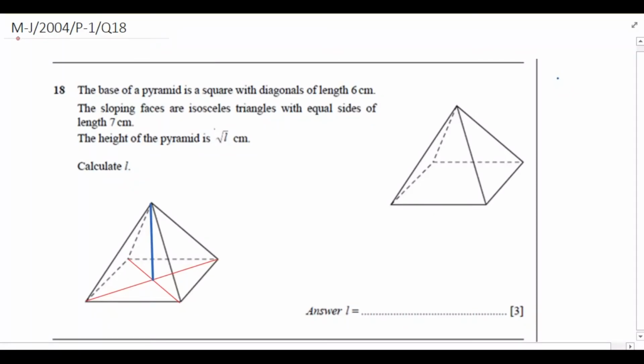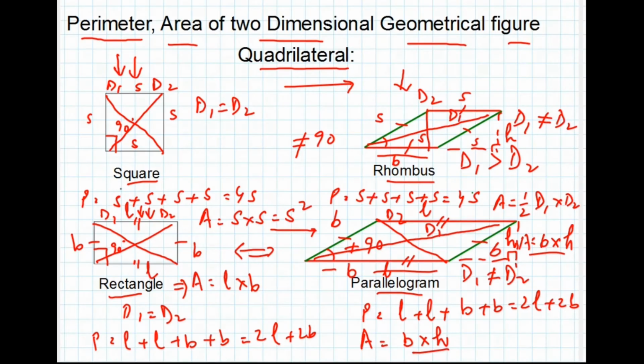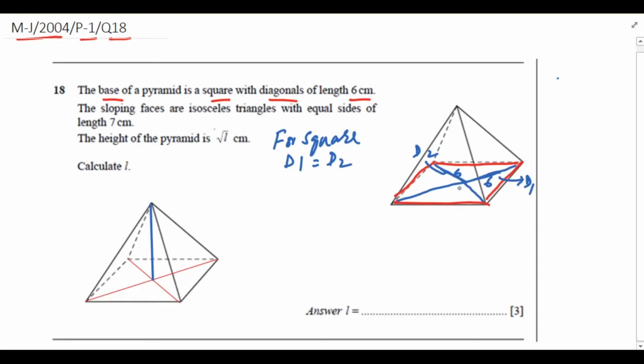Next question is May-June 2004, paper 1, question number 18. The base of a pyramid is a square with diagonals of length 6 cm. The base is a square as shown in the figure. Two diagonals of length 6 cm each are equal, as we know from our previous knowledge in lecture 10. A square is shown in which its diagonals D1 and D2 are equal. Now the half of the diagonal is equal to 3 cm as shown.